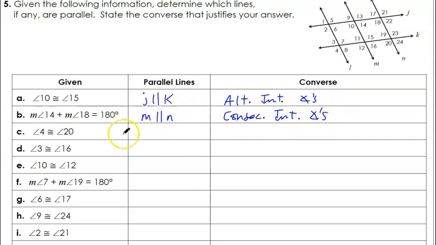Letter C, we're told that angle 4 is congruent to angle 20. So here's 4, here's 20. They lie on this transversal labeled as K. They would be considered corresponding for lines L and N. So that proves that L is parallel to N, and our converse would be corresponding.